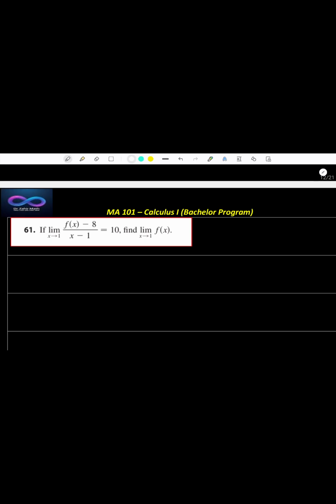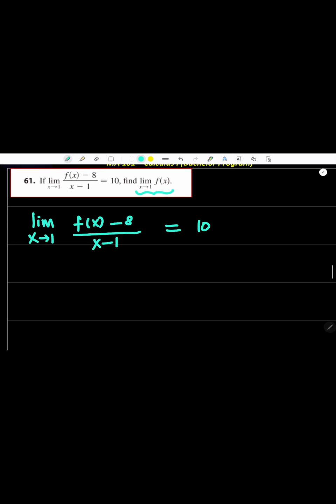If the limit as x tends to 1 of (f of x minus 8) divided by (x minus 1) equals 10, find the limit as x tends to 1 of f of x. Usually we give the function and ask you to find the limit. That function is inside this problem. Very simple. Let me start. The limit as x goes to 1 of (f of x minus 8) divided by (x minus 1) equals 10, right? What is the question? The question is to find the limit as x goes to 1 of f of x. So I want to bring this one.